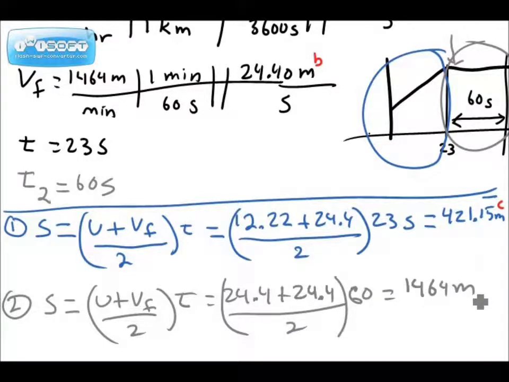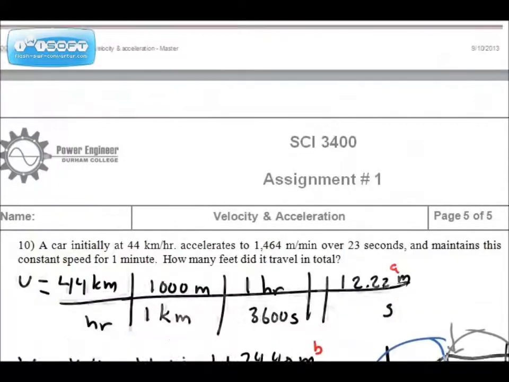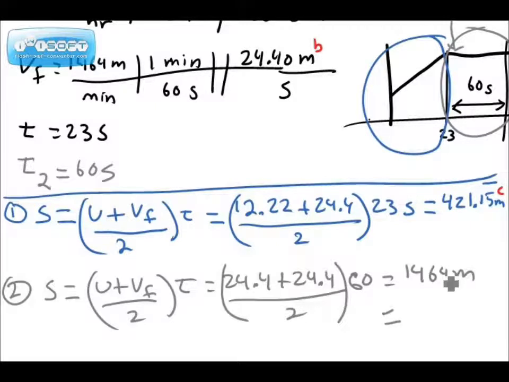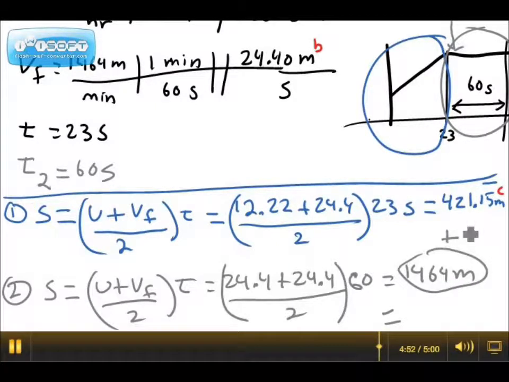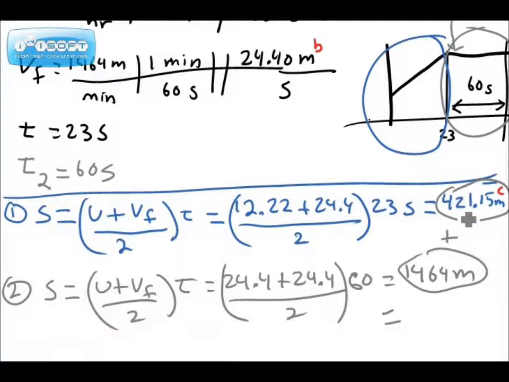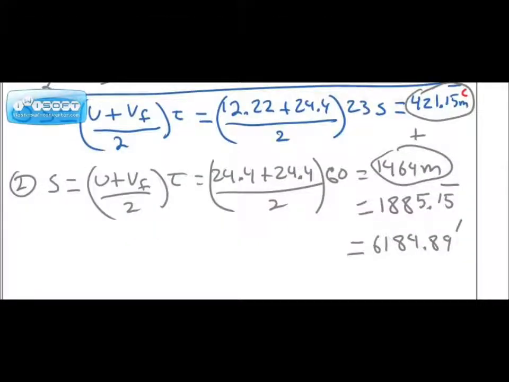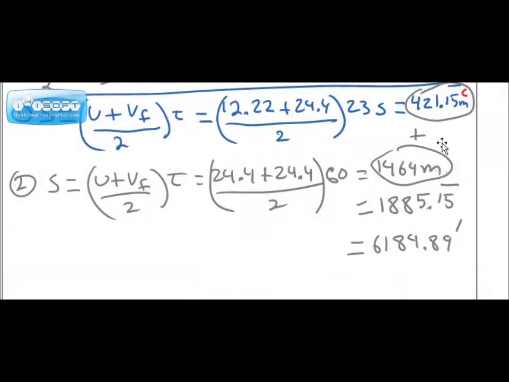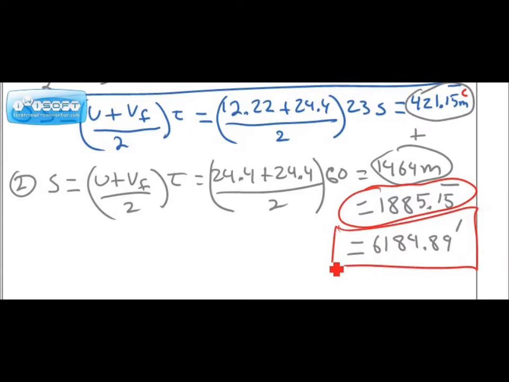How do I do that so quickly in my head? Because the actual numbers given were he did 1,464 meters in a minute. So what's the total distance traveled? It's going to be this plus this. We have our 421.15 meters that was traveled on the first leg of the journey during the acceleration. Traveled 1,464 meters in the second minute. We add the two of them up, and we end up getting our 1,885.15 repeating meters, and I'm hoping you can convert that into feet to get our final answer of 6,184.89 feet.